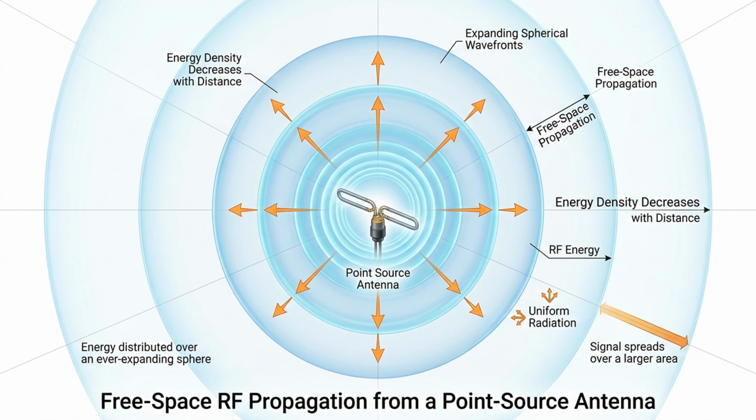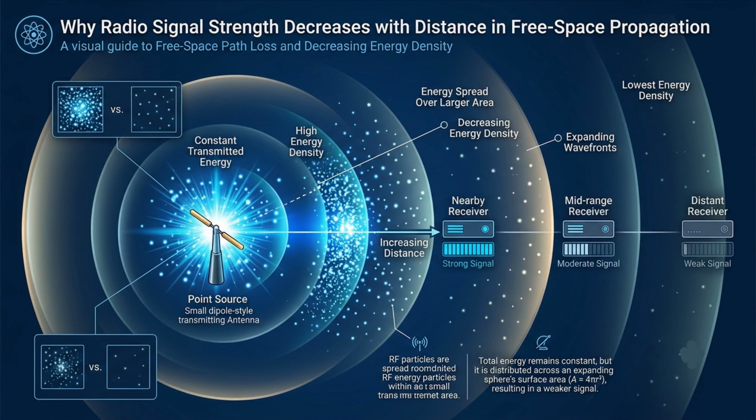As the wave moves away from the antenna, it forms an ever-expanding sphere. The total transmitted energy remains the same, but it is distributed over an increasingly larger area. Consequently, the energy density decreases with distance, resulting in a weaker received signal.